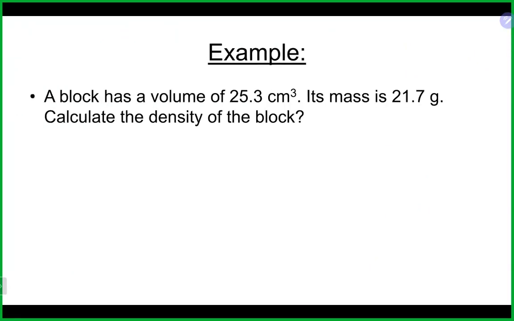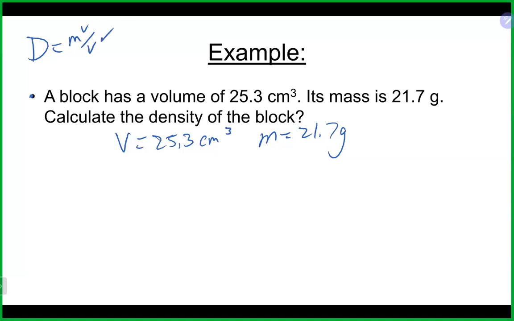All right, so let's take a look at an example here. Let's grab a calculator and we'll knock this one out. A block has a volume of 25.3 cubic centimeters. It has a mass of 21.7 grams. What is the density of that block? Since we're dealing with density, that would be a good place to start. We have a volume of 25.3 cubic centimeters, and we have the mass, which is 21.7 grams. If we check off what we've got, density seems like a pretty good thing to solve for. We're ready to put it directly in here: 21.7 grams divided by 25.3 cubic centimeters.